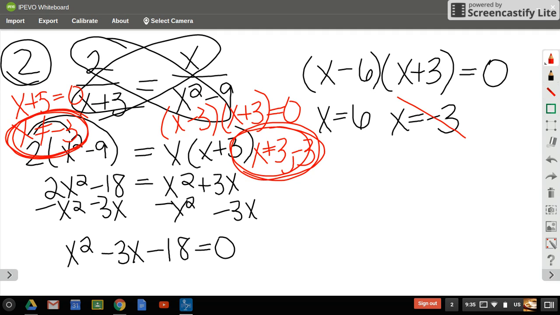Well, one of our answers is negative 3. So we would actually cross that out because that cannot be a solution because this would make the function undefined if we plug in negative 3 here or over here. So our only answer for this problem is x equals 6.